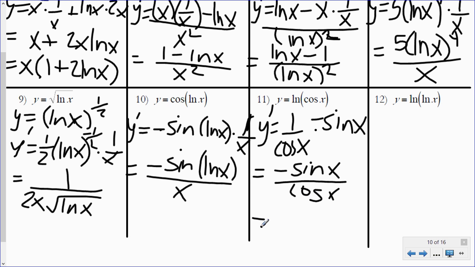And actually, we could simplify this by using one of our trig identities. Sine over cosine equals tangent. So we could say that this is just equal to negative tangent of x.